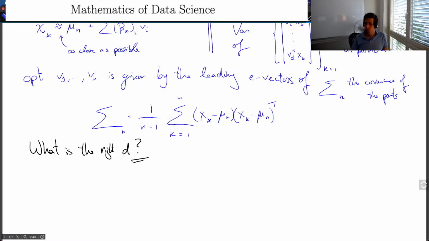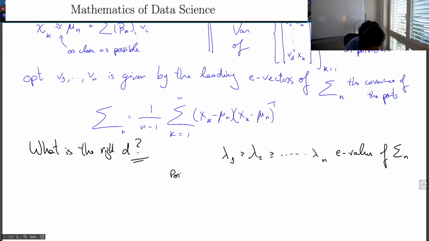If we think in the sense of how much variance there is in the data, and we take the eigenvalues lambda 1 bigger or equal than lambda 2 and so on, of the covariance matrix sigma n, then it's not hard to see that the portion of variance in the coordinate vi is lambda i divided by the sum, the trace. And so it makes a lot of sense: the bigger ones contain more variance of the data, or they project better. If you think of an error, it would be the sum of the other ones.